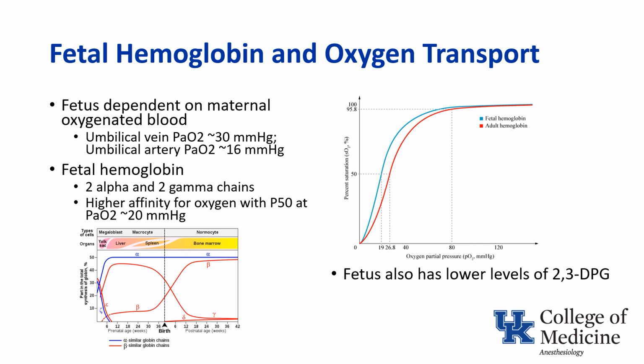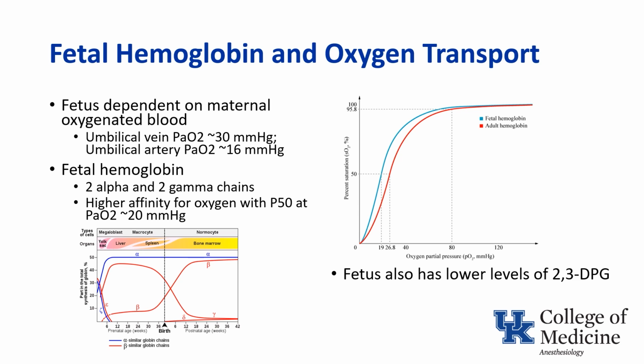Our next keyword is fetal hemoglobin and oxygen transport. Remember that the fetus is dependent on the maternal oxygenated blood. And as I said earlier, this is relatively oxygenated blood. What I mean by that is the blood in the umbilical vein has a PaO2 of around 30, considerably less than the normal 80 to 100 seen in adults.